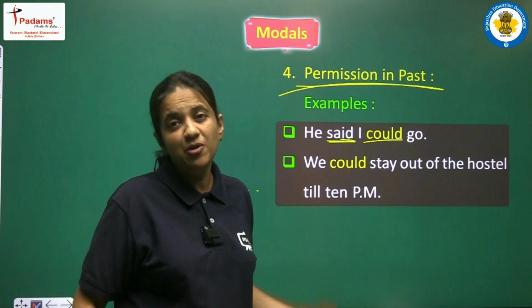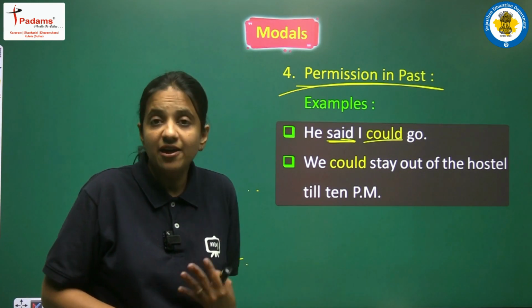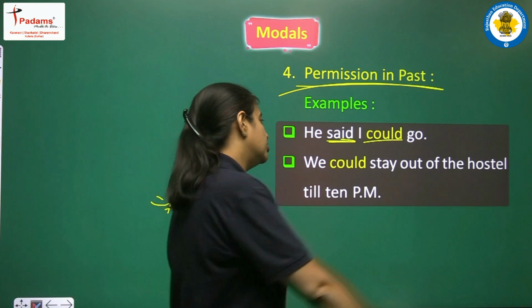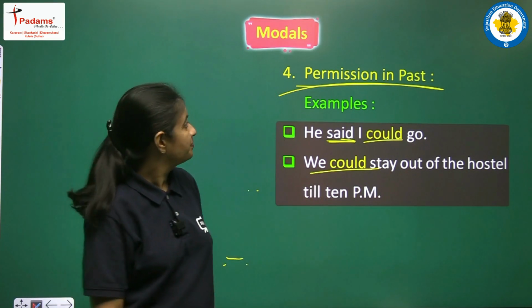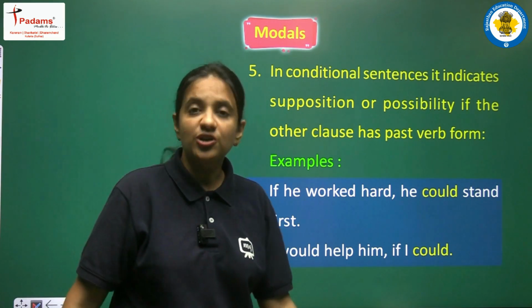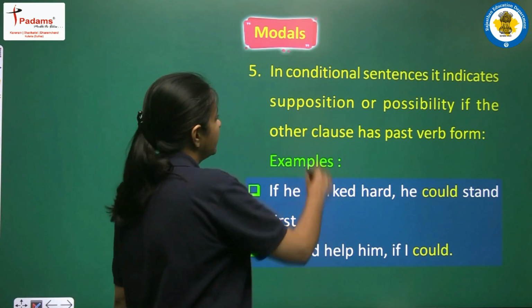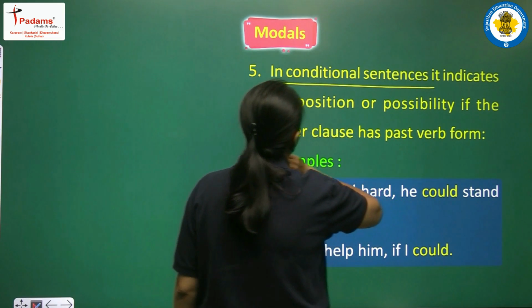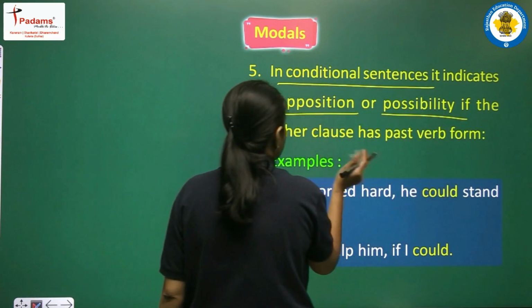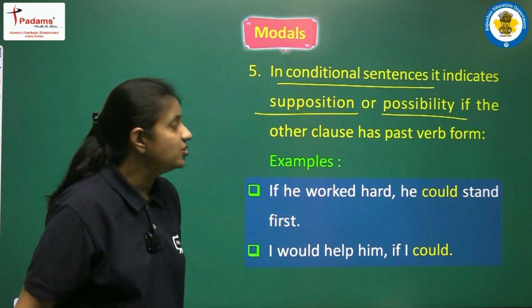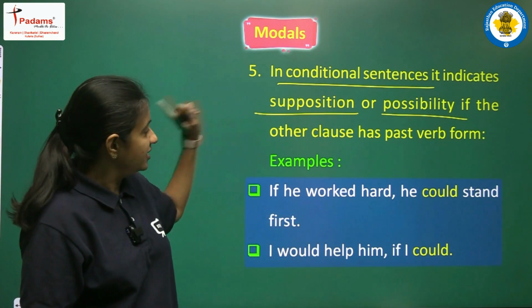Again we are talking about permission, that yes, we are having this kind of permission. So for that we have to use could in a sentence. Okay. Next we are having one more use of could. So let's see. In conditional sentences, it indicates a supposition or possibility if the other clause has a past verb form. So this is another use of could.